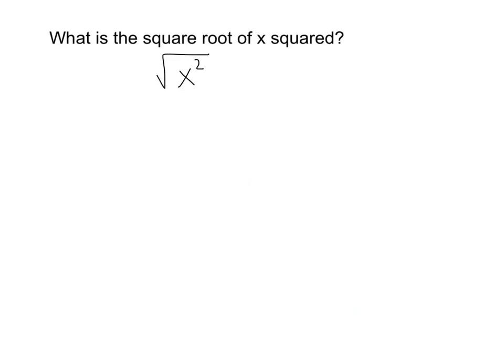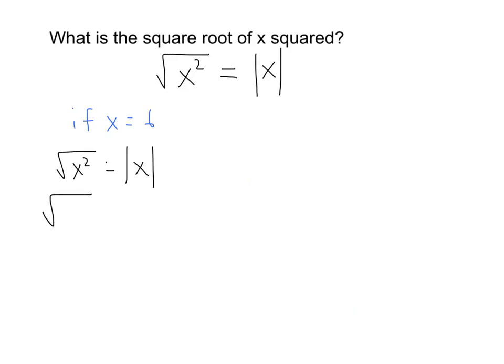What we want is a statement that is true all the time. It turns out the way to make this statement true all the time is to realize this: the square root of x squared is not equal to x, it's equal to the absolute value of x. This statement works all the time. Let's test a couple of values. Let's see what happens if x is a positive number, like 6. Is the square root of 6 squared equal to the absolute value of 6?